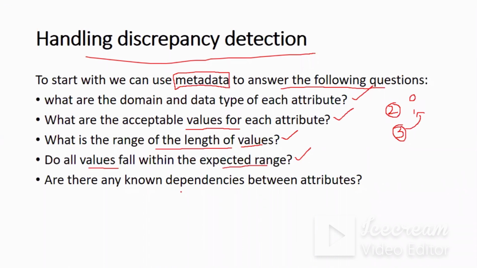And are there any known dependencies between the attributes? Do the attributes have any known dependencies between them? In case there are dependencies, then we'll be able to detect the discrepancies that happen. So these are a few questions that can be asked from the point of view of knowledge, as far as how discrepancies can be detected.